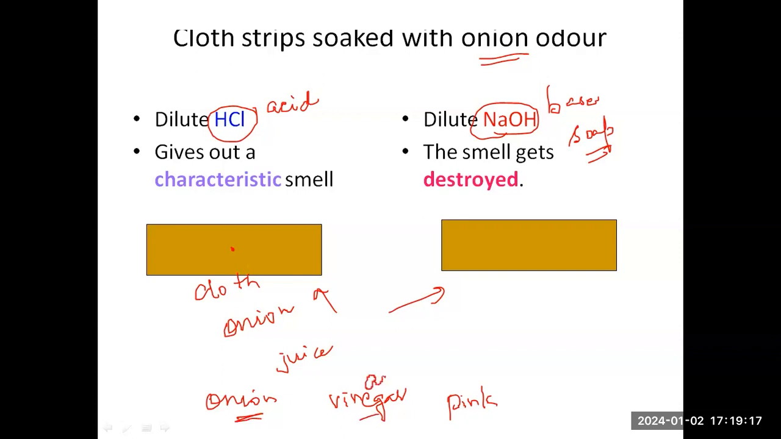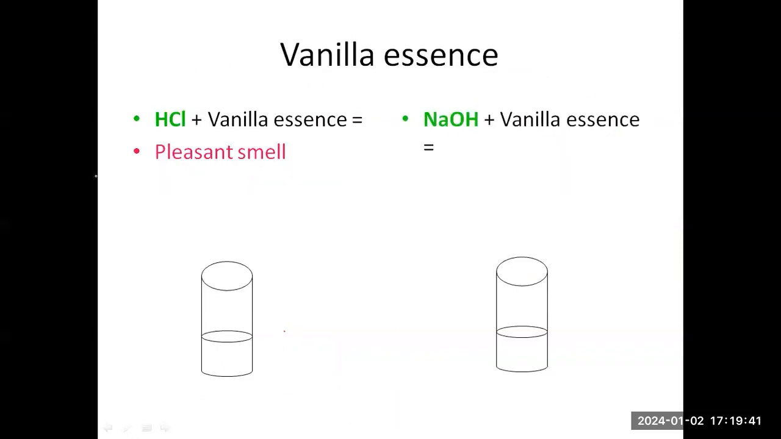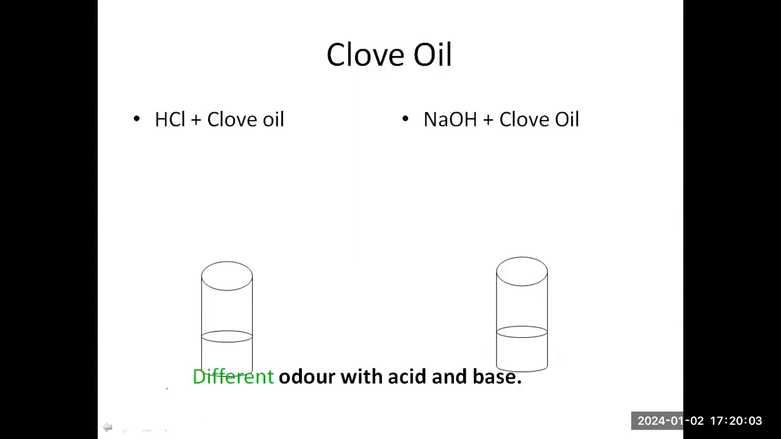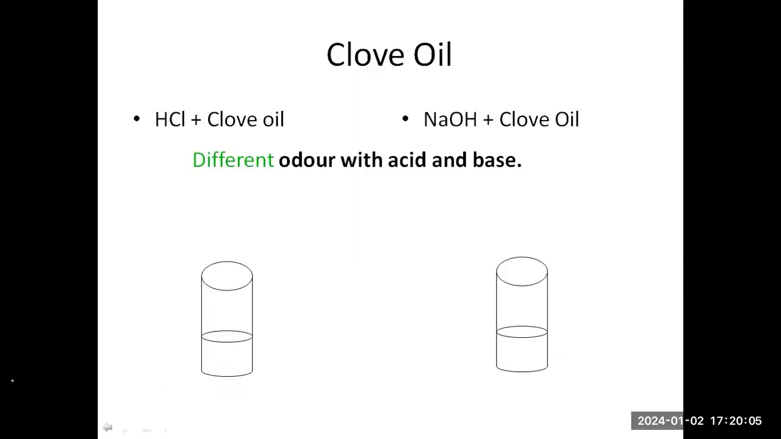Vinegar is an acid. The next one is vanilla essence. In one of them, hydrochloric acid is poured, and you will have a pleasant smell. And in the other one, you have a base with vanilla essence, and the smell is destroyed. So the bases remove the smell of certain substances. So this is the second example. And finally, we have clove oil. Here also, you have a different smell with the acid and base.